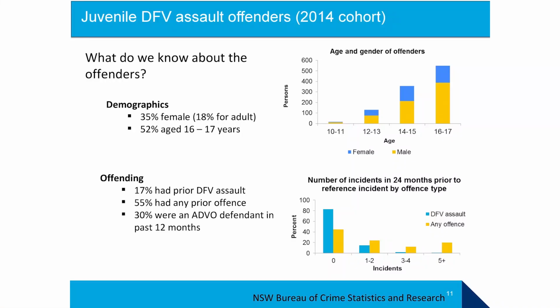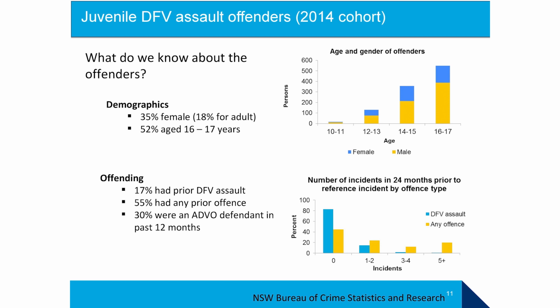So looking at the offending of these young people, this is looking at both their previous domestic assaults and any of their offending. Domestic assaults being the blue bar. We can see that 17% of this cohort had a prior domestic and family violence assault in the 2 years before 2014. But when we look at any type of offence that they came into contact or were proceeded against by police for, over half of them had some kind of prior offence. So these young people aren't just having one offence type, the domestic assaults. These young people are having a variety of offending in their past.